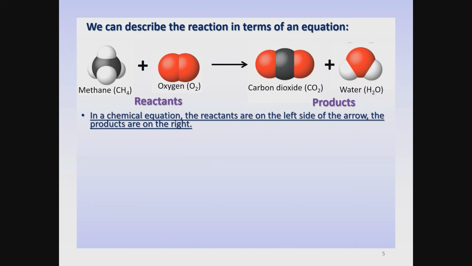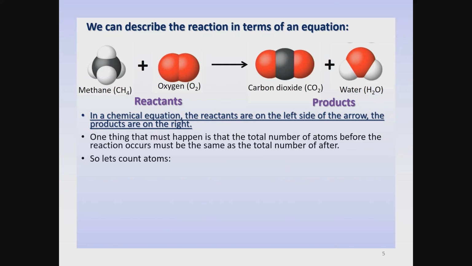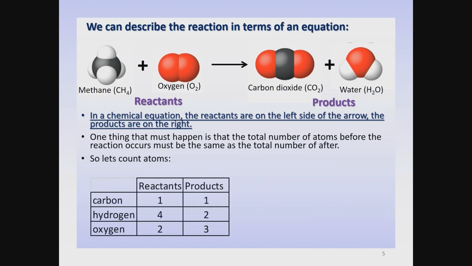And as you probably already know, the methane and the oxygen, which are to the left of the arrow, are the reactants of the reaction. And the carbon dioxide and the water, which are to the right of the arrow, are the products of the reaction. We might want to confirm that the number of atoms for each element is the same whether it's reactants or products, because for reactions to completely go, we need that requirement. So let's go ahead and do that.